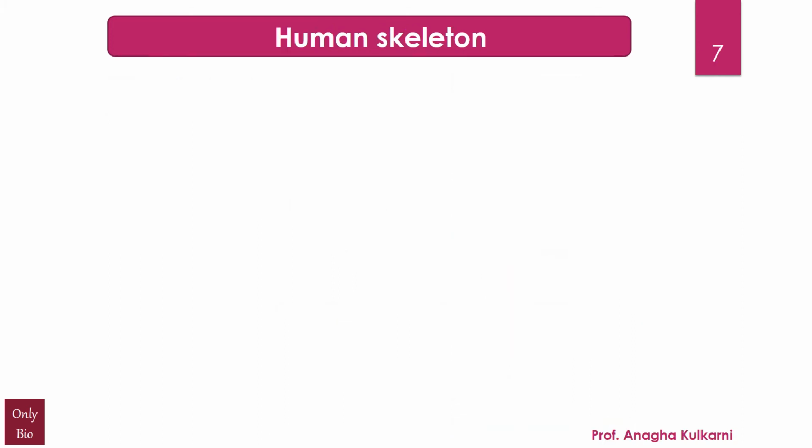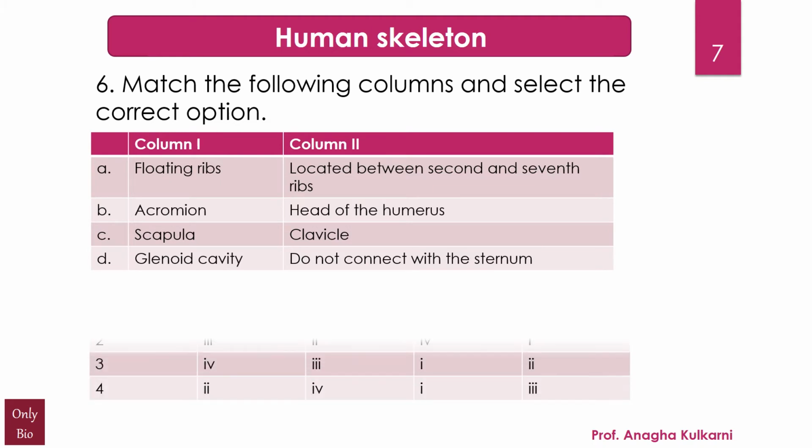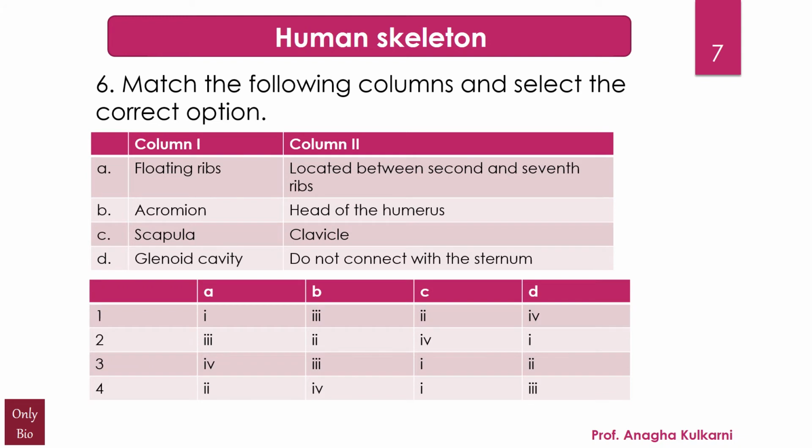The next question relates to the chapter human skeleton, and the question is, match the following with the correct options. You have two columns, column A and column B, and you have been given the options. The correct answer for this is going to be 3. That is floating ribs. You can relate this to D. That means A is D, that is the fourth one.